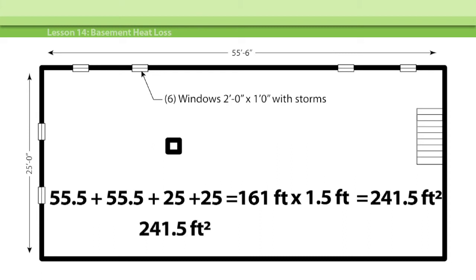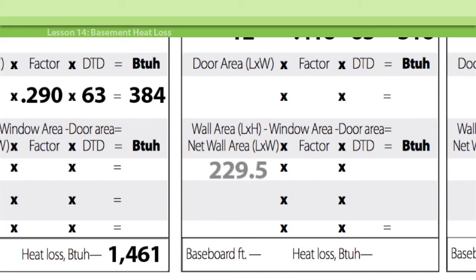Now before you go putting that into your worksheet, remember we have to take out the window area. So subtract 12 square feet from the 241.5, and you'll have a net wall area of 229.5 square feet.